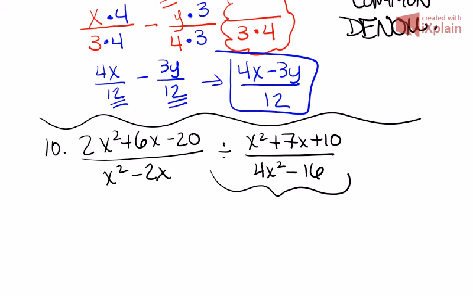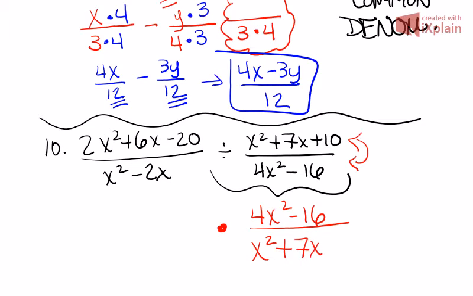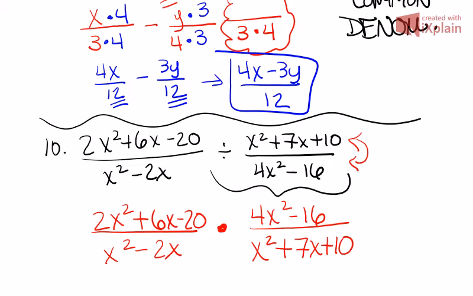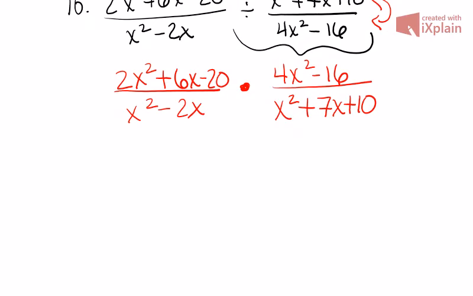So division we can't really use. So first thing I would recommend doing is making it multiplication. And then we have to flip these guys. So 4x squared minus 16 over x squared plus 7x plus 10. Front group, nothing changes. Kind of like a leave change type of thing. So now I don't have to worry about the division at the very least.